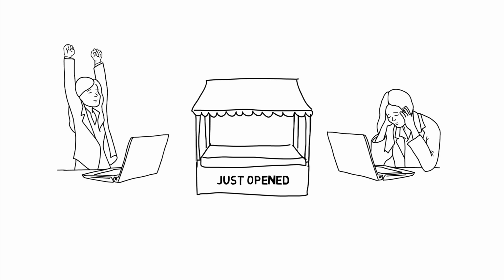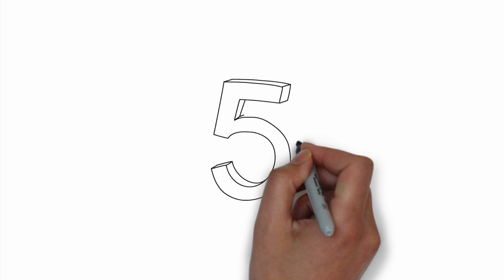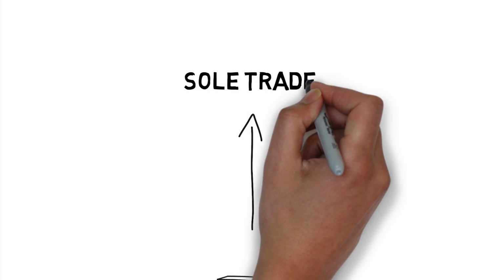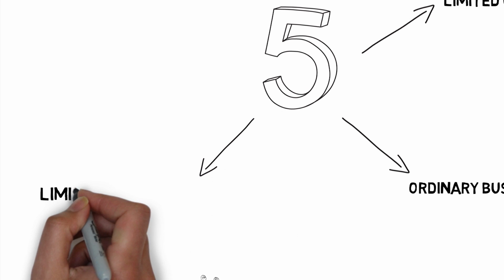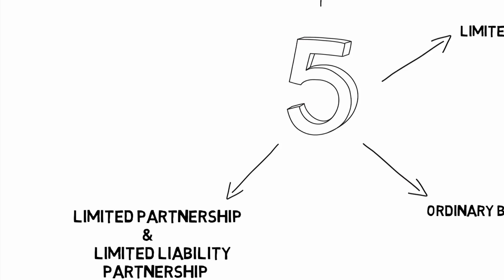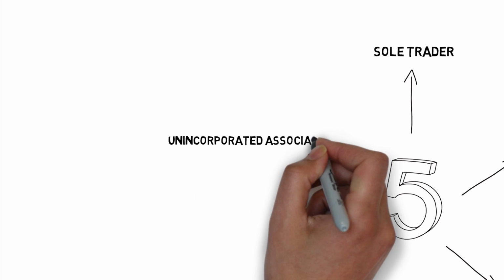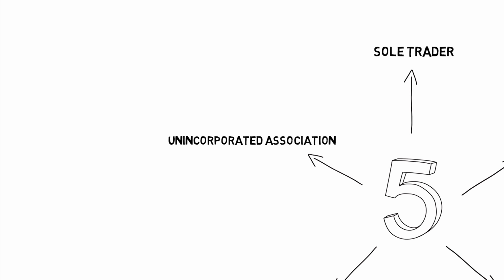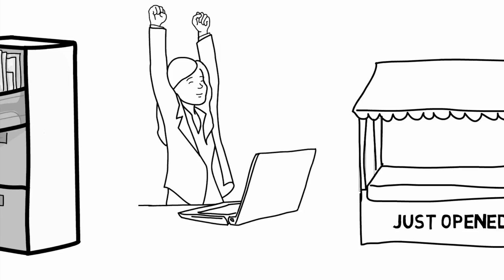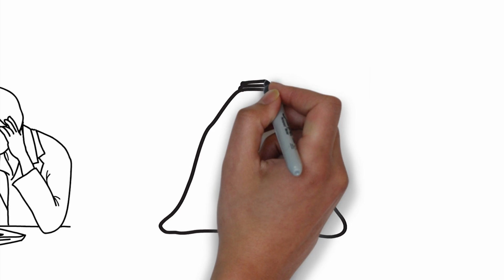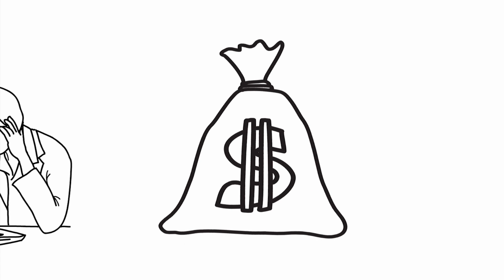There are 5 main types of company: sole trader, limited company, ordinary business partnership, limited partnership and limited liability partnership, and unincorporated associations. The structure you choose will ultimately affect your legal responsibilities, such as the paperwork required to start your business, the taxes you will have to pay, how you will take profit from your business, and what you will be responsible for if the business does not succeed.